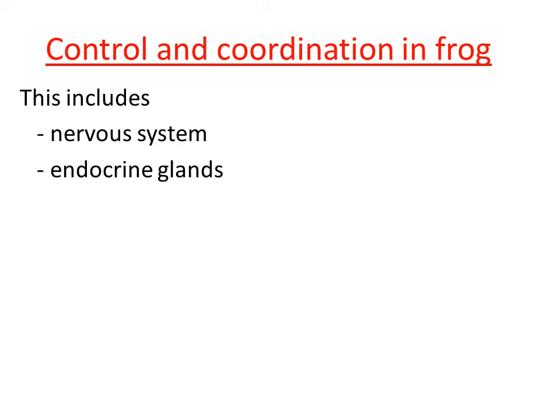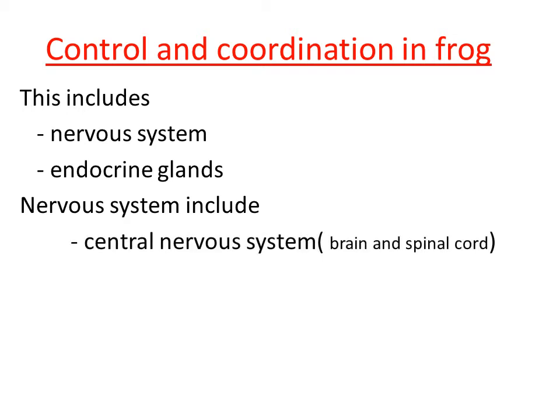Now we are focusing on the nervous system in frog, right? Because the nervous system plays a very essential role in coordinating the function in the frog. They have given brief information about the nervous system in your NCERT, so let us look into that. The nervous system includes the central nervous system. The central nervous system includes some organs: one is the brain and another one is the spinal cord. These two organs together form the central nervous system in frog.